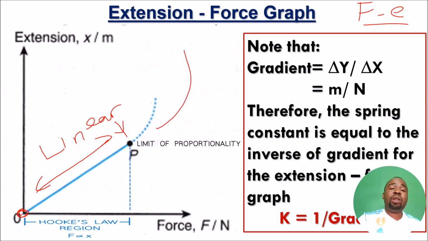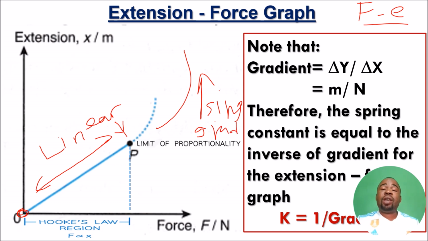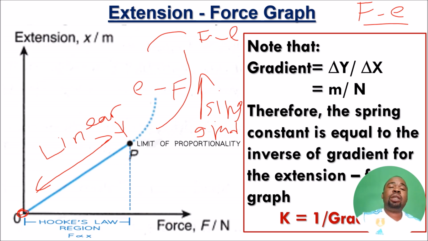A curve with increasing gradient. It's an inverse. For a force-extension graph, the gradient was decreasing. But for an extension-force graph, we expect an increasing gradient. The tangents should be getting steeper and steeper. So this is what I wanted you to note.